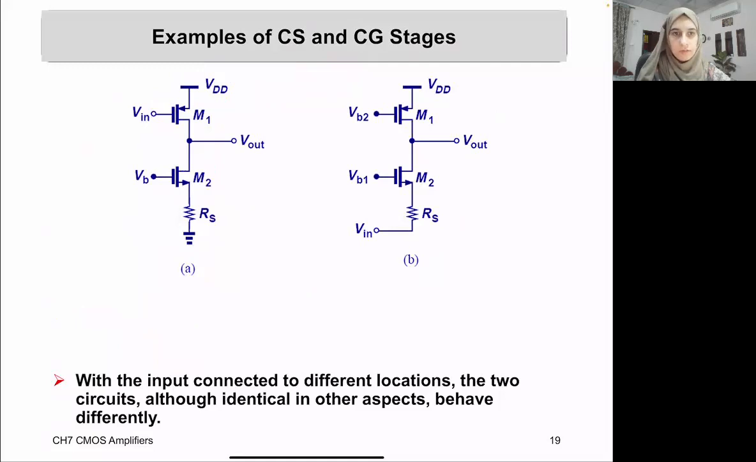Now let's see this example. Again, the first step, identify. So here I have two different circuits. This is the gate of the transistor, this is the source, and this is the drain.